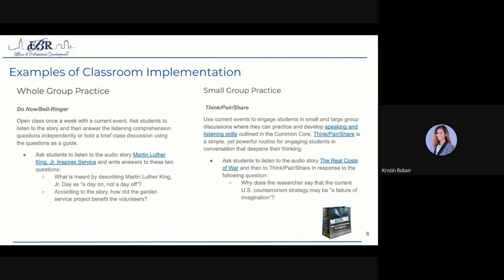All right, when we talk about examples of classroom implementation, I have provided 3 examples of whole group practice, small group practice, as well as independent practice that you could use in your classroom. The first example we're going to start with is the whole group practice, the Do Now Bell Ringer. Once a week, you can open class with a current event. You can have students listen to the story or the podcast and then answer the listening comprehension questions.